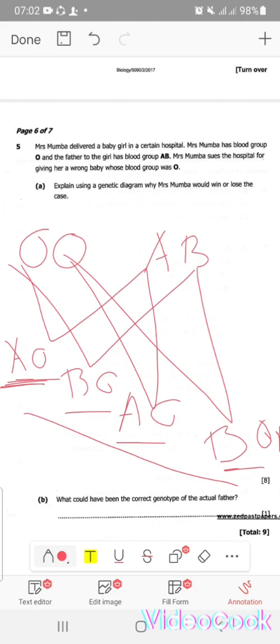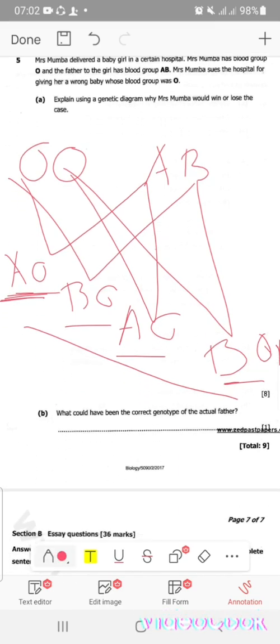Now what could have been the correct genotype of the actual father? The correct genotype of the actual father would have blood group O, since the child has blood group O. So the genotype of the correct father would have been OO. Okay, so that's all for section A.